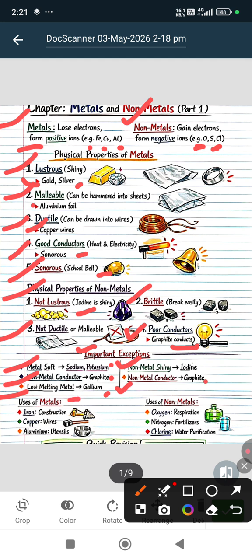Uses of metals: metals are used in construction, for example iron. It is used in wires, for example copper. It is used to make utensils, like aluminum. Non-metals are used for respiration, for example oxygen. Number 2, nitrogen, which is used as fertilizer. Chlorine, which is used for water purification.